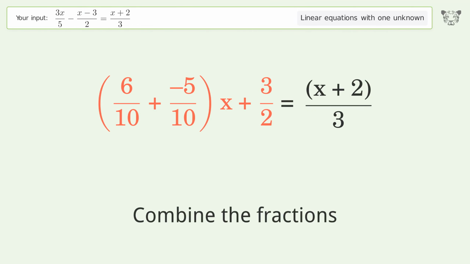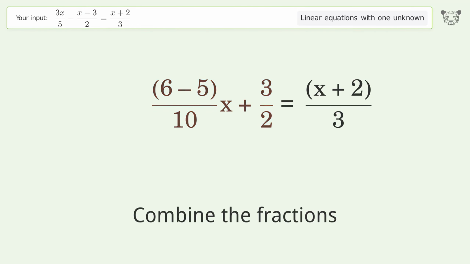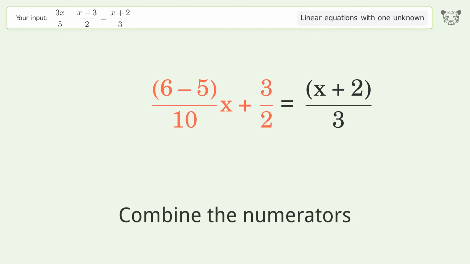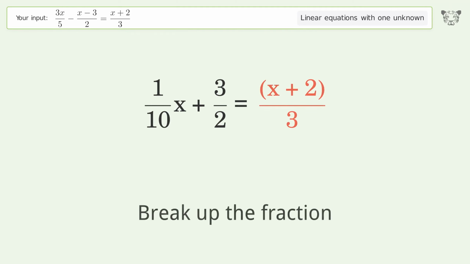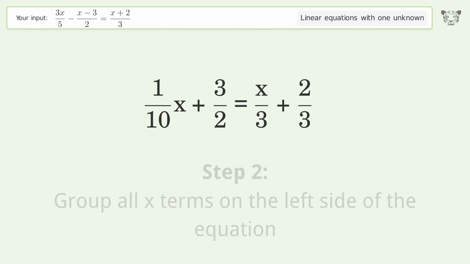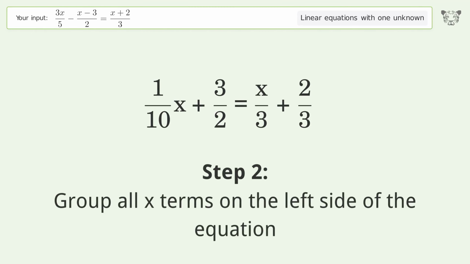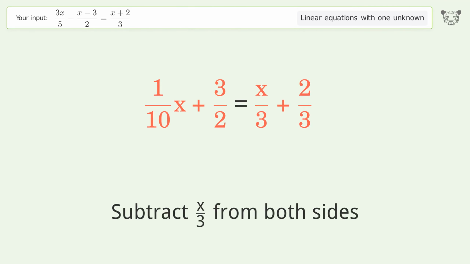Combine the fractions. Combine the numerators. Break up the fraction. Group all x terms on the left side of the equation. Subtract 10/3 from both sides.